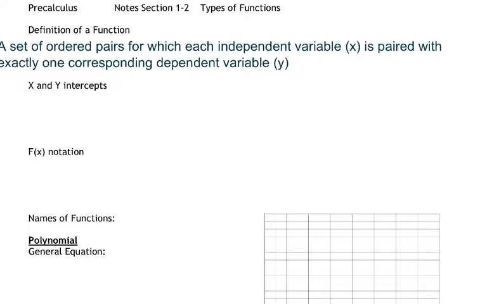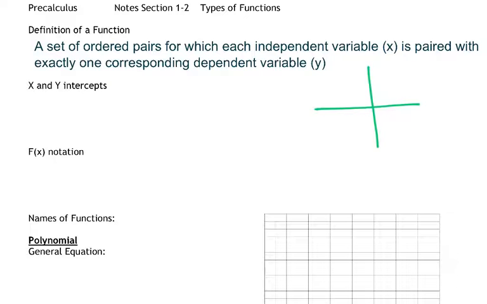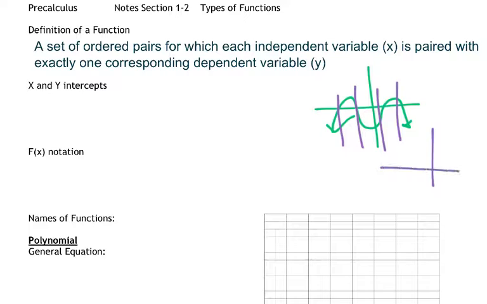The formal definition of a function is a set of ordered pairs for which each independent variable x is paired with exactly one corresponding dependent variable y. A lot of times we're talking about an infinite collection of points, like a graph, right? In Algebra 1, we talk about something that passes the vertical line test: for every input, there's exactly one output. So this would be a function, but this would not be a function, because when I draw this vertical line, this x value, let's say it's -1, has two y values, maybe one at -1 and one at +2.